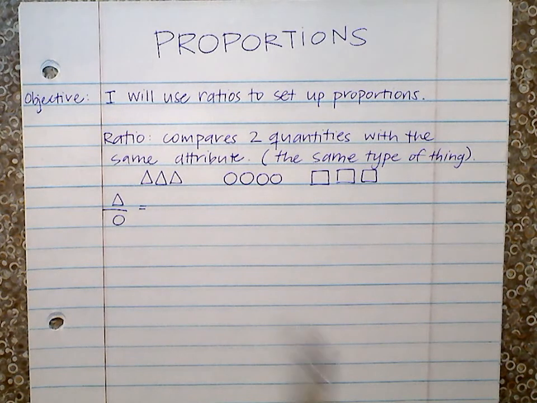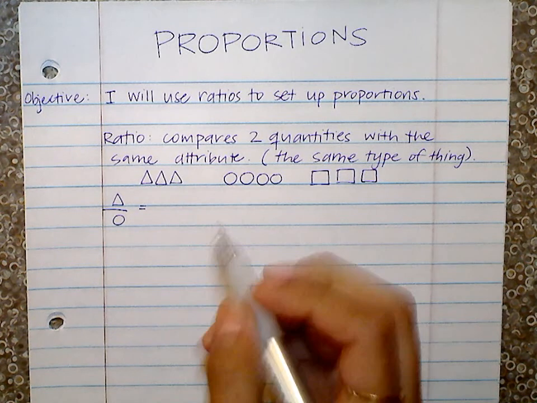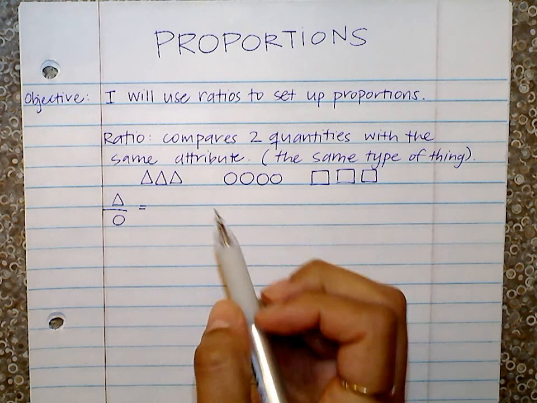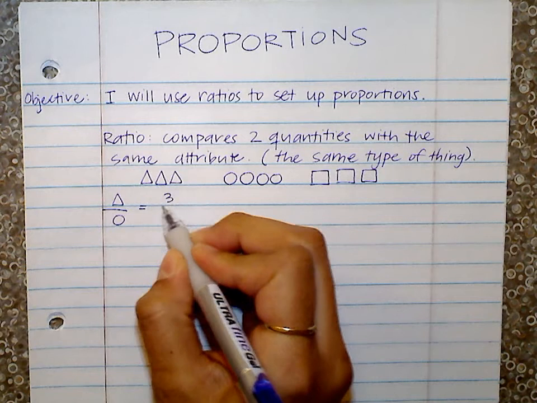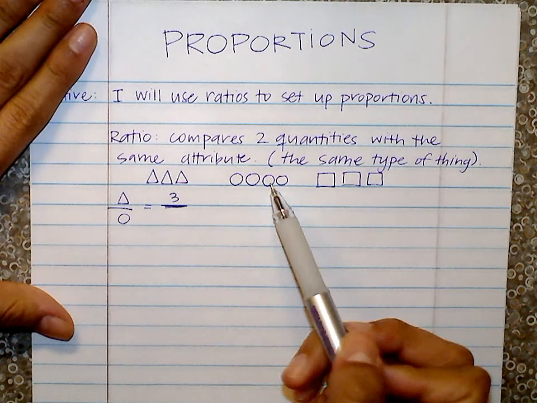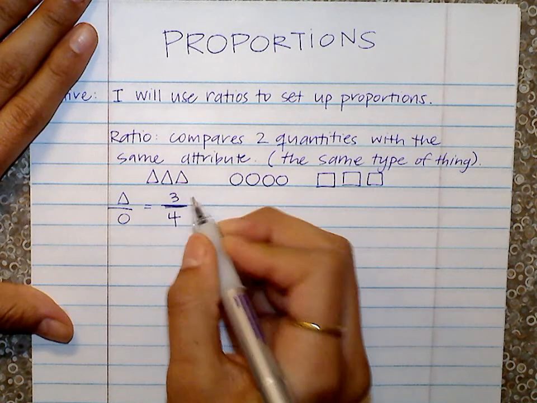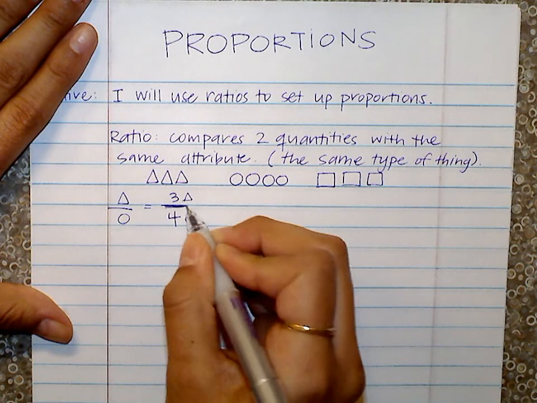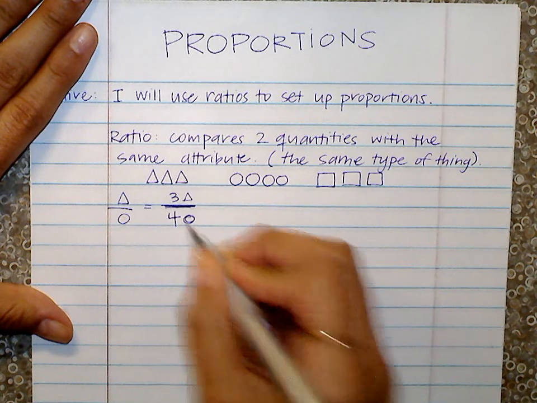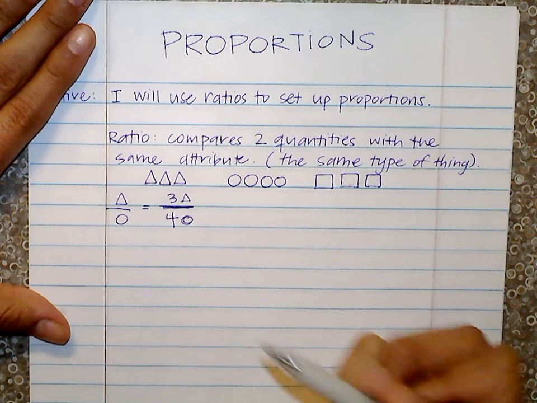Let's see here. We've got 1, 2, 3. We've got 3 triangles, so that's our numerator, right? Correct. And our denominator is the number of circles that we have. 1, 2, 3, 4. So we've got 4 circles. Our ratio is 3 triangles to 4 circles. Can you reduce? Well, 3 and 4 don't have any common denominators, so I don't think so.